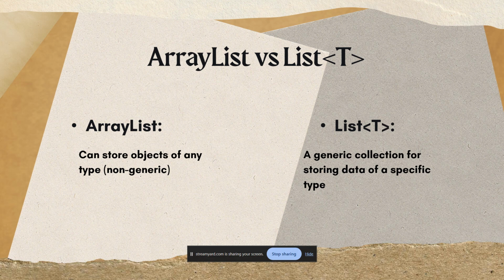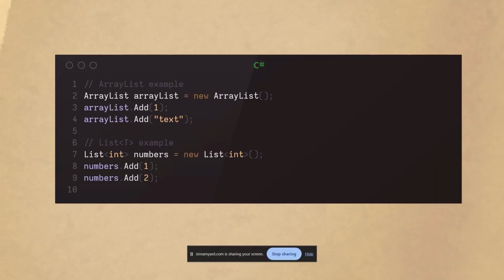The ArrayList is a non-generic collection, meaning it can hold any type of object, but that brings certain issues such as performance hits due to boxing and unboxing. On the other hand, a List is a generic collection, meaning it's type safe, more efficient, and should be the go-to choice for working with lists of objects in modern C Sharp. Here is an example of ArrayList and List and how we can add some items to them or remove it.